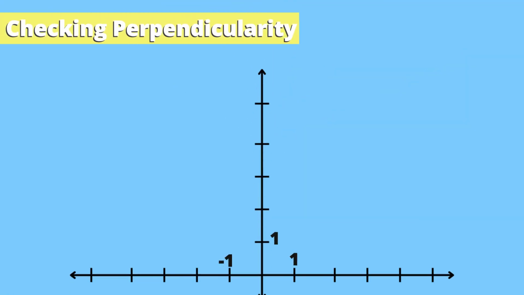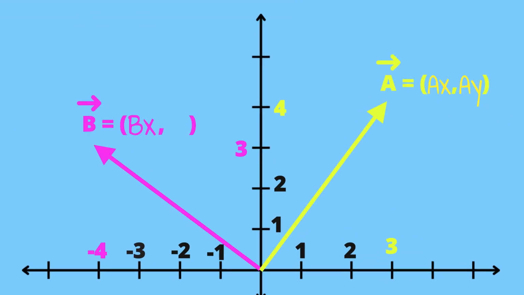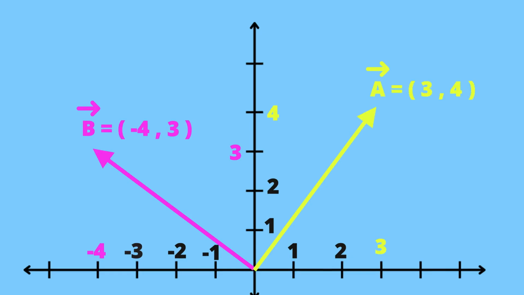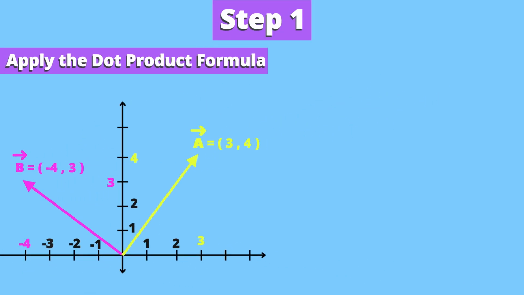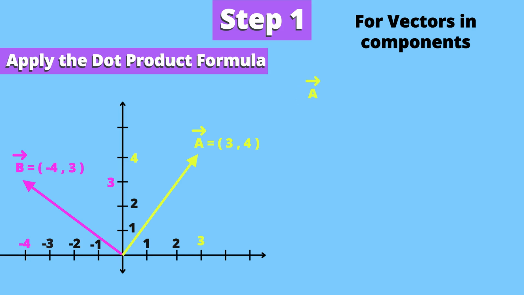Example 3. Checking perpendicularity. Advanced. You're analyzing two forces acting on a point. Force 1, A equals (3, 4). Force 2, B equals (-4, 3). Are these forces perpendicular? Step 1. Use the dot product formula. For vectors in component form, A dot B equals AX times BX plus AY times BY.